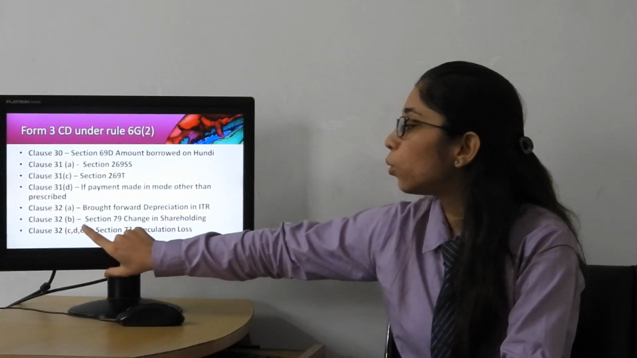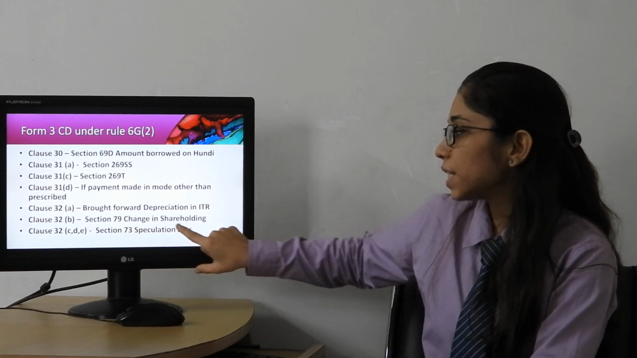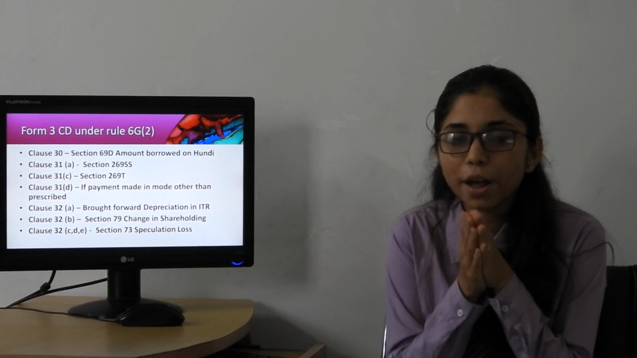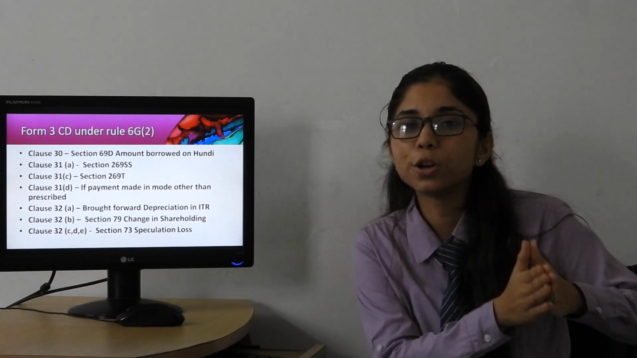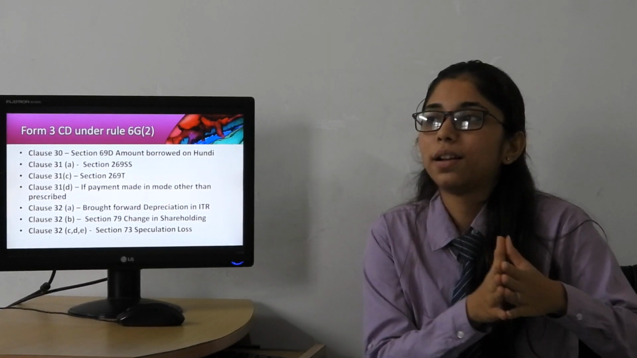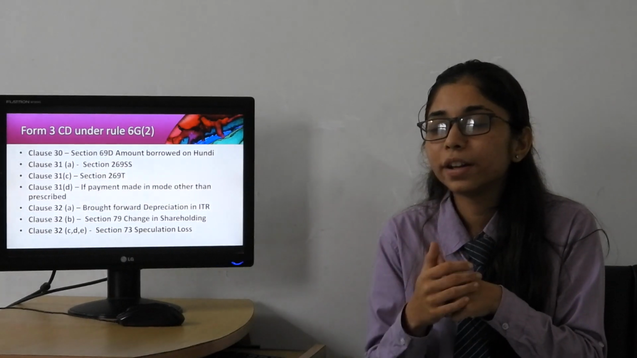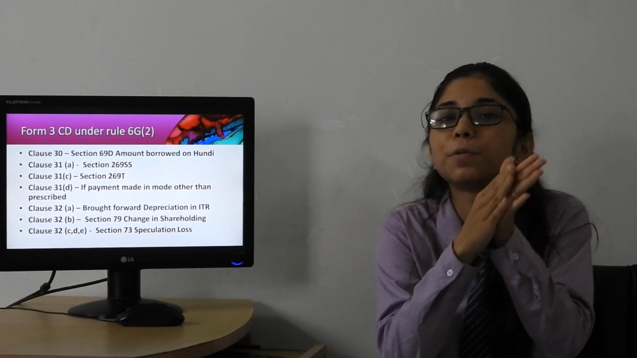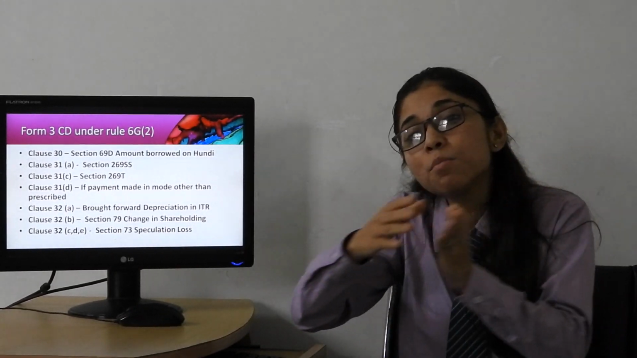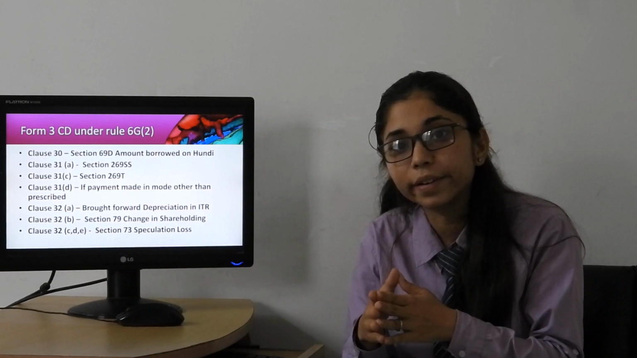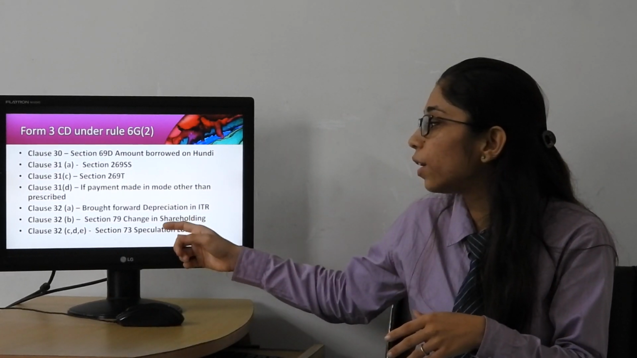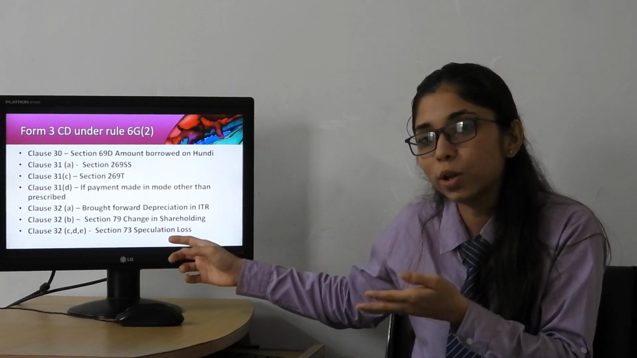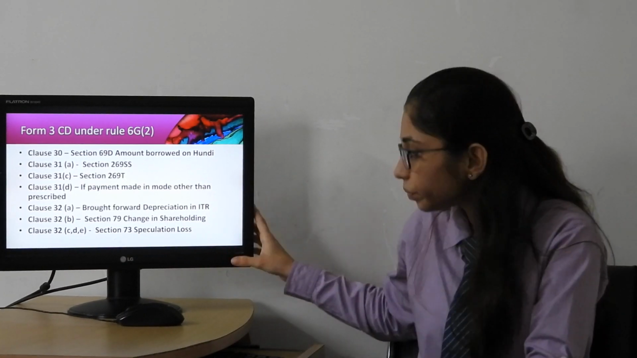From clause 32B, section 79, change in shareholding. In this, if there is any change in shareholding, then you cannot carry forward your loss. Change in shareholding means if previously there is 51% of shareholding and he has 51% of voting right, the same must be continued. If it is not continued, then you cannot claim your loss in the previous year.